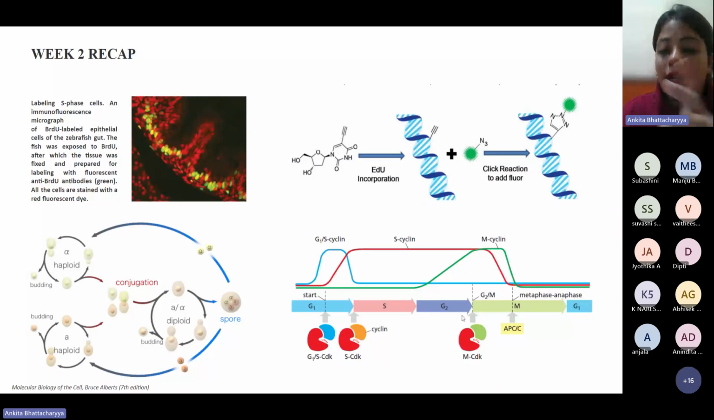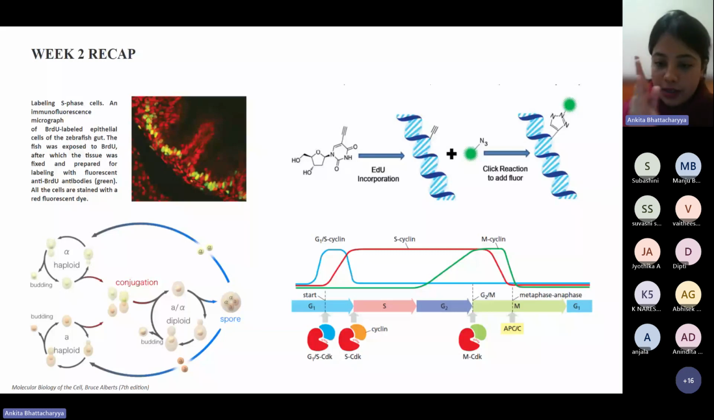Now, coming back to the topic at hand, when the cell is about to enter into the M phase, we see that there is an increase in the expression of mCDK, and that the M cyclin will bind to mCDK and will persist during the G2/M phase. And finally, during the M phase, we are seeing the expression of one particular complex, which also was brought up during the lectures, which was the APC/C complex.